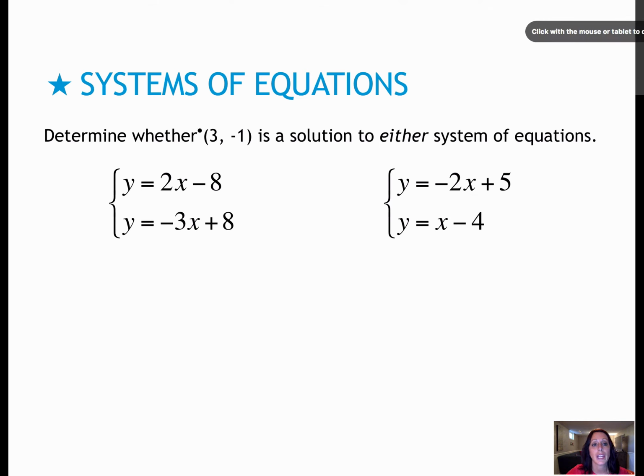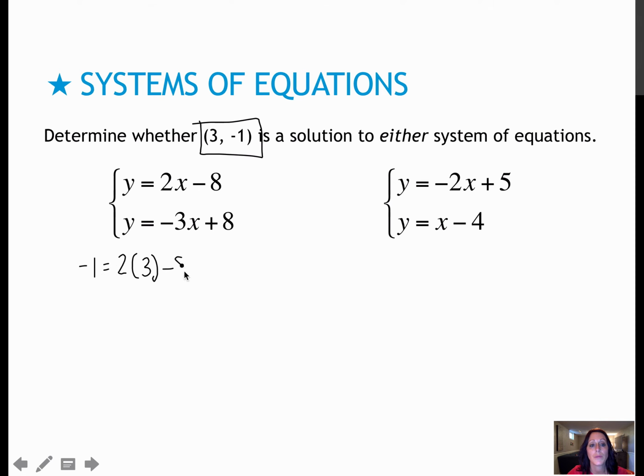We are checking the point (3, -1) to see if it's a solution to either system. For the first one, I'll replace y with -1 and x with 3. I get 2 times 3, which is 6, minus 8. So -1 equals -2, which is not true, which means I don't even need to check my second equation, because if it doesn't go through my first equation, then it doesn't matter whether or not it goes through my second. So that would be a no.